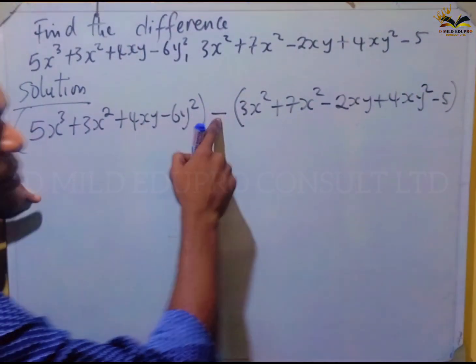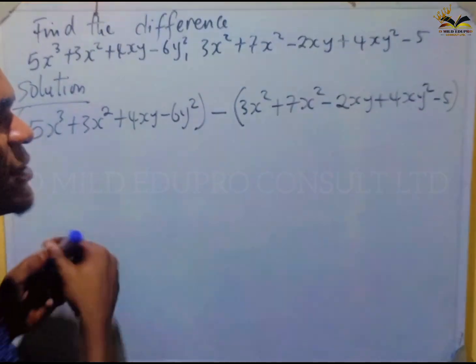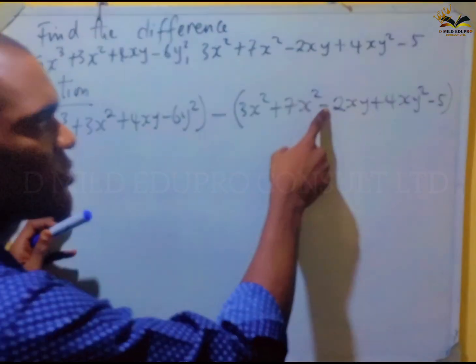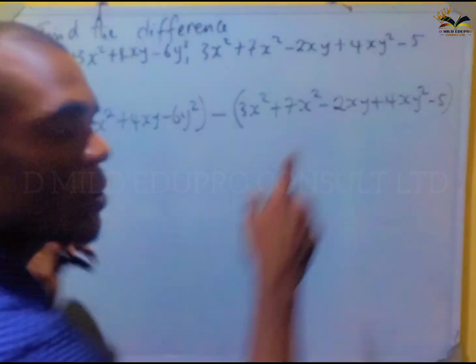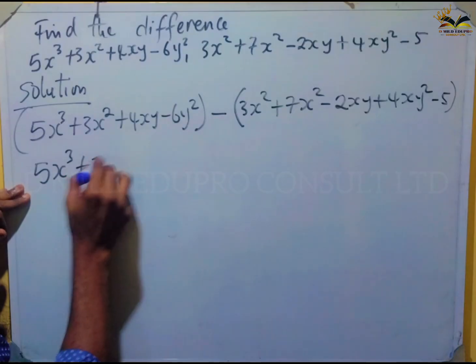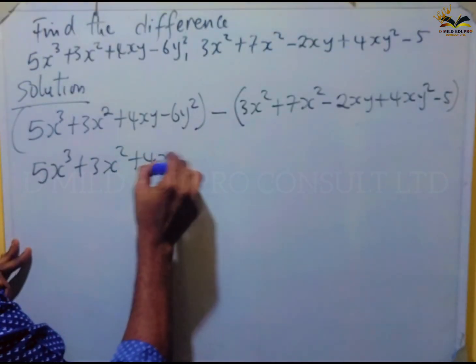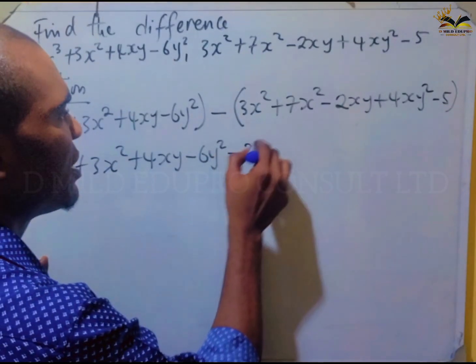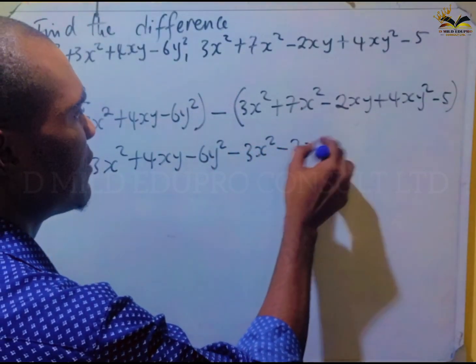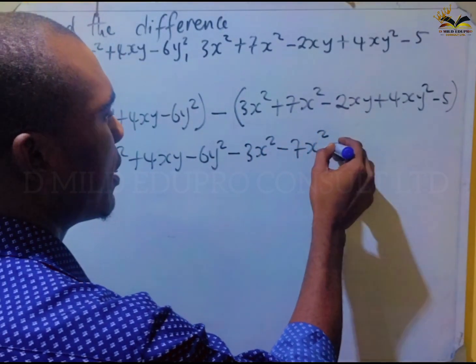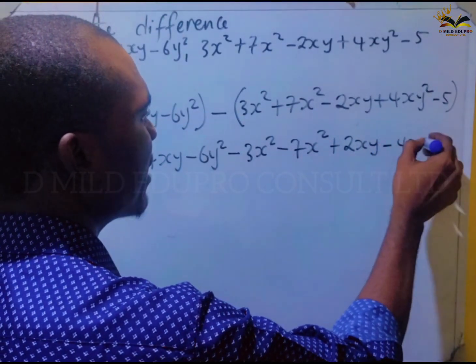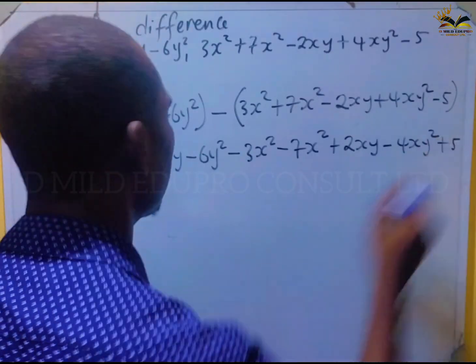Here we are going to use this minus to open this bracket, and if minus is opening the bracket, all these signs will change to their opposite. This will become minus, this will become plus, this will become minus, this will become plus. So you have 5x^3 + 3x^2 + 4xy - 6y^2, and this gives you minus 3x^2 minus 7x^2, then plus 2xy minus 4xy^2 plus 5.